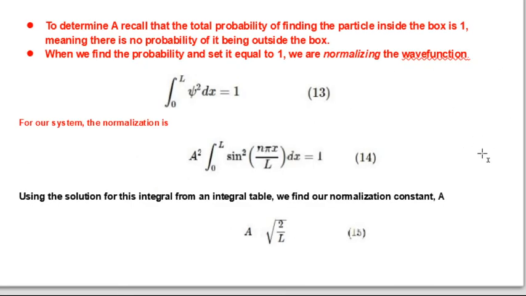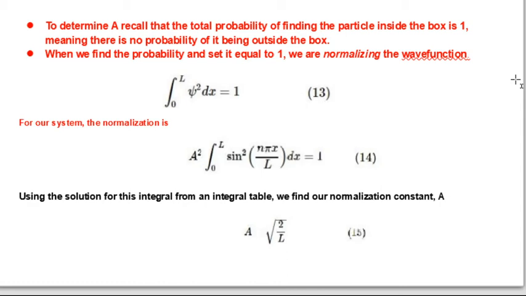Now to solve for A completely, we use a concept called normalization of the wave function. The wave function is a solution for the Schrodinger equation, but it can represent the quantum mechanical system only when the probability of finding the particle within the given system is equal to 1.